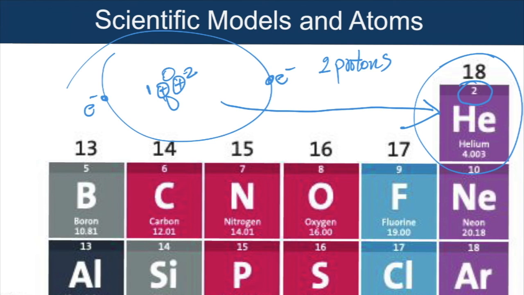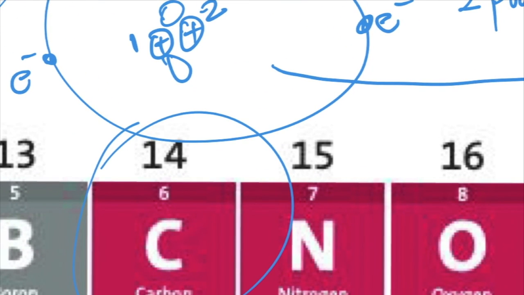There is nothing else. Same for instance carbon. This is number 6 right here. I don't know if you can see it well. So every element in nature that has 6 protons has to be carbon. All right?